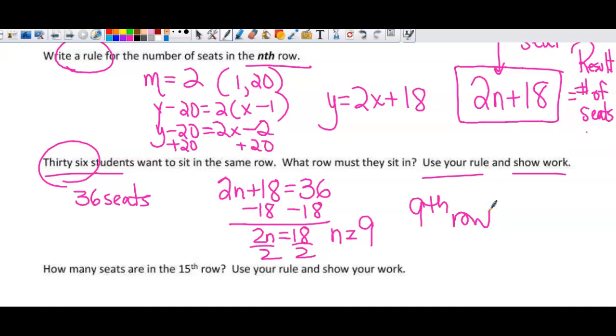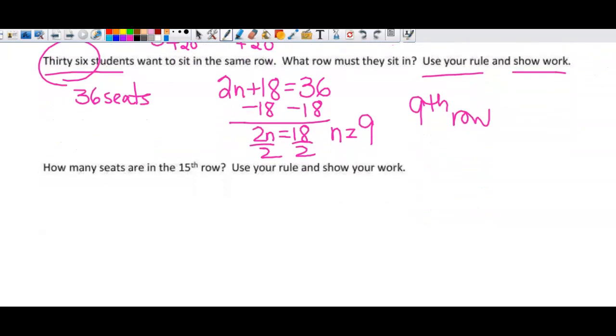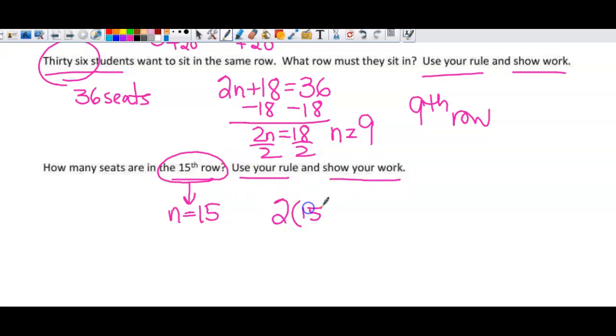Okay? And then the last question here says, how many seats are in the 15th row? And that represents n, the number of the row. So to use your rule and show your work, you would substitute this 15 back in for n, and that's 30 plus 18, which would be 48 seats.